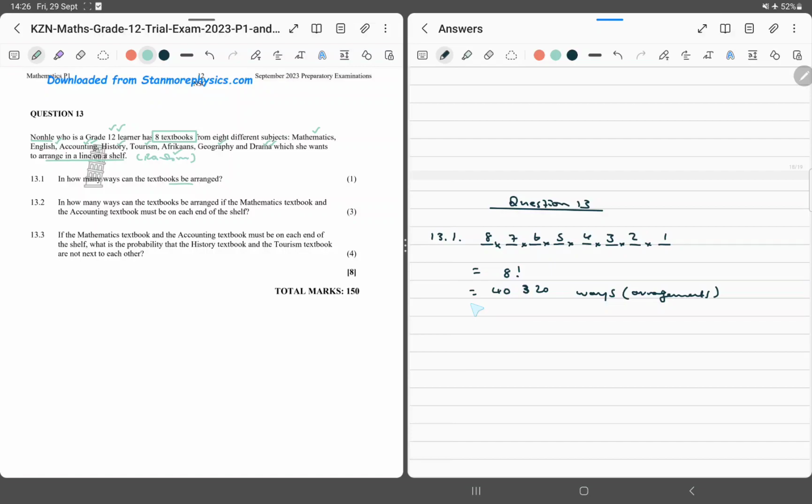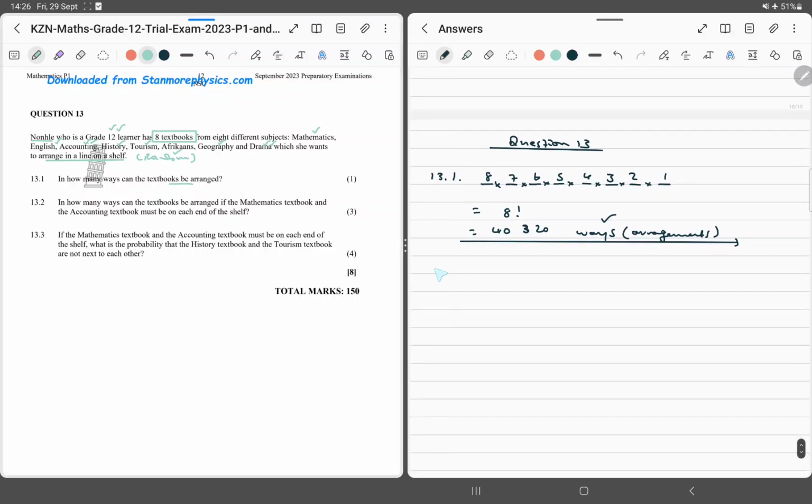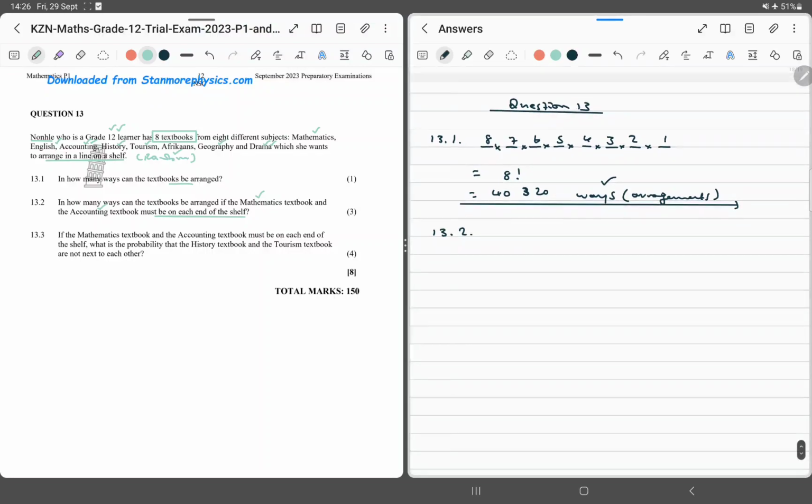Okay, that is the answer to a very simple question. Now they decided to give you something tricky, even though we know we can easily get a headache here. Now, we're told: in how many ways can the textbooks be arranged if the mathematics textbook and the accounting textbook must be on each end of the shelf? Oof. Okay, this one is rough.